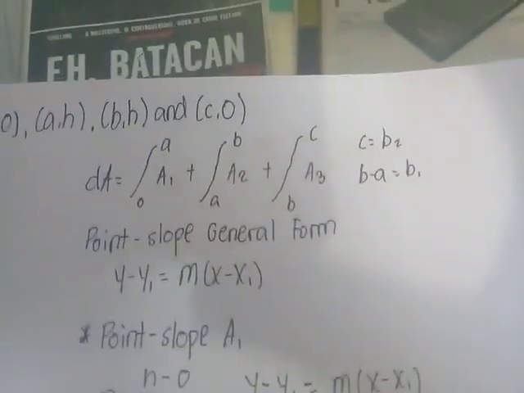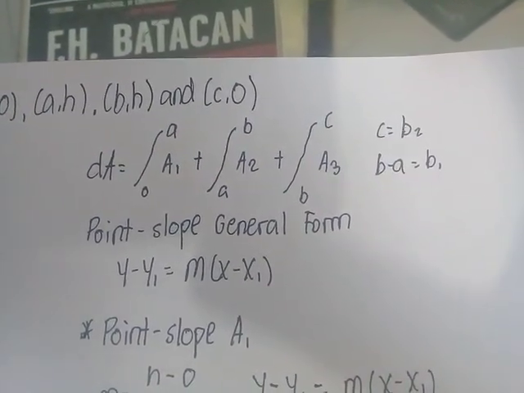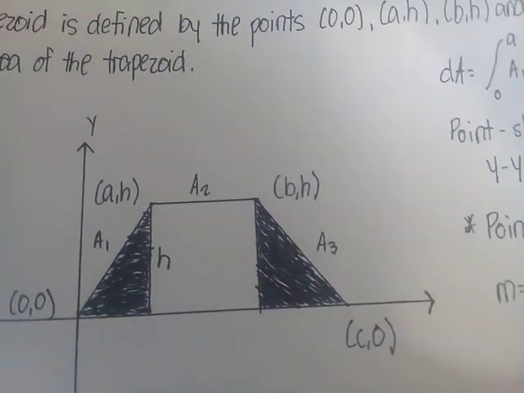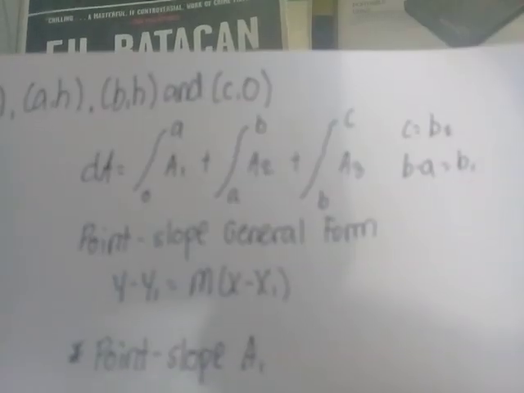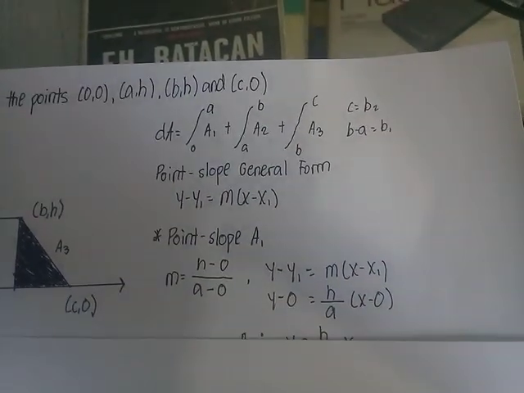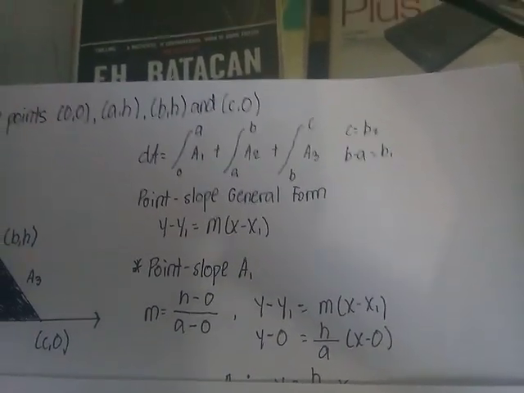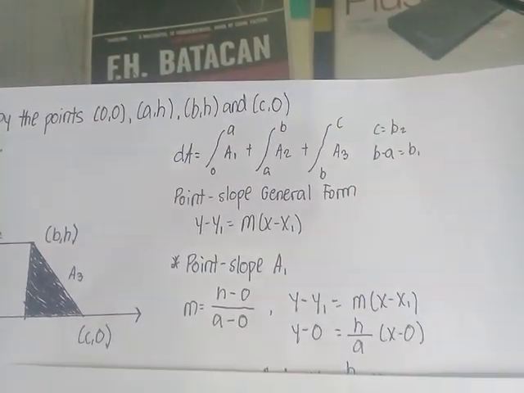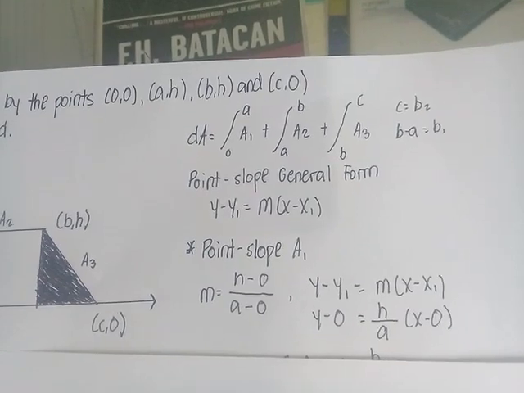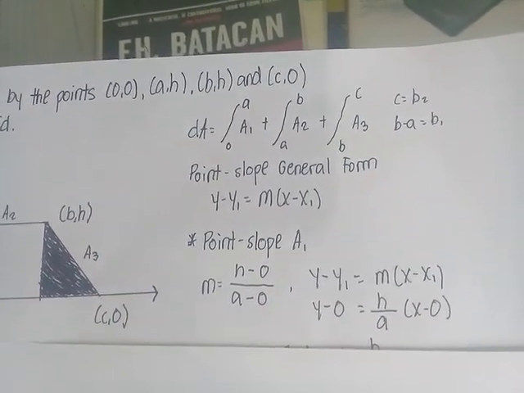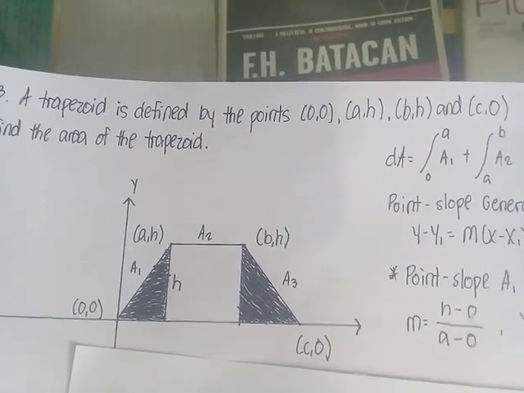We will now get its area by first getting the integral of the three areas, area 1, A2, A3. We will use the following equation. Then we remember the formula of the point slope, so this is our point slope general form: y minus y1 is equal to m times x minus x1.